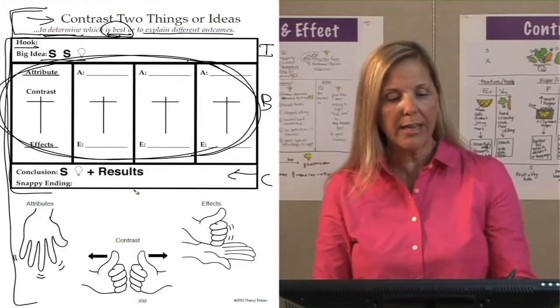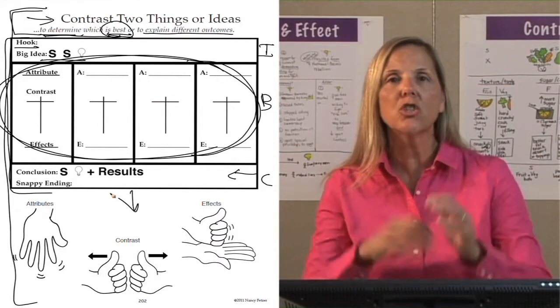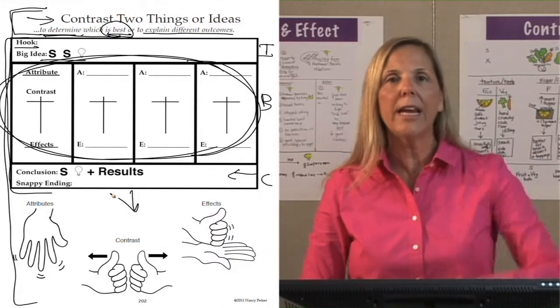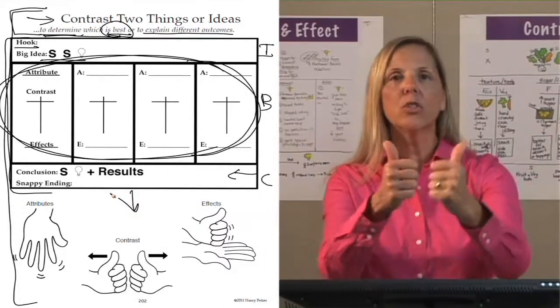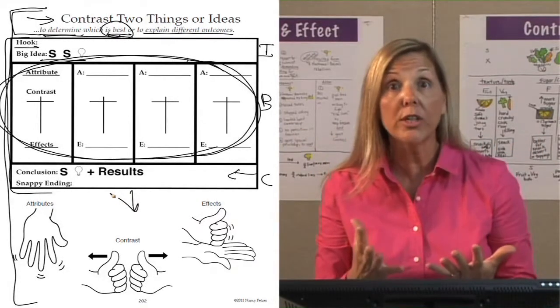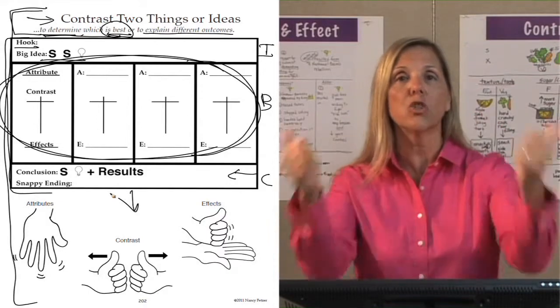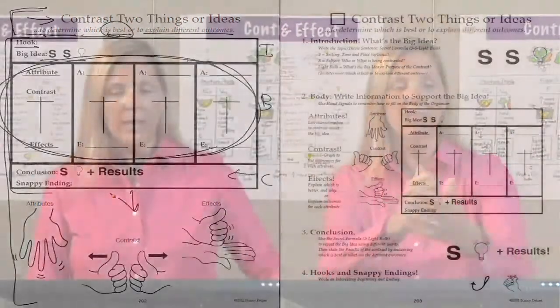So in order to do that, let's go down to our hand signal. Our hand signal is going to teach us how to contrast. Ready? Identify the attributes, contrast, show the effect. So that's what we're going to do when we're in the body. We need to identify the attributes, contrast, show the effect. Let's go to the next page.